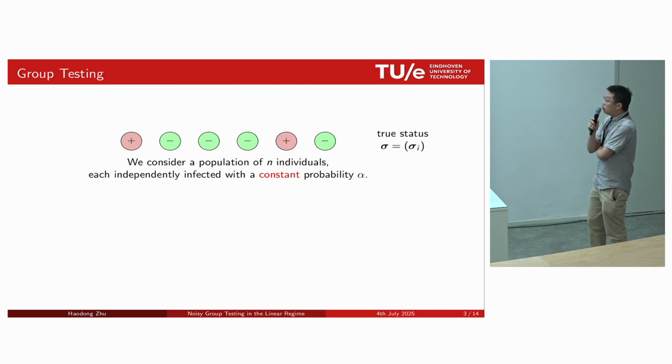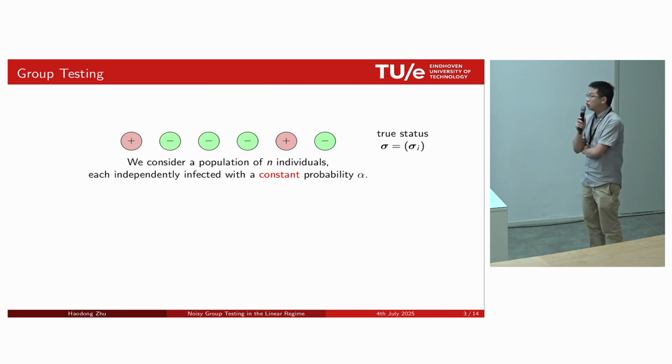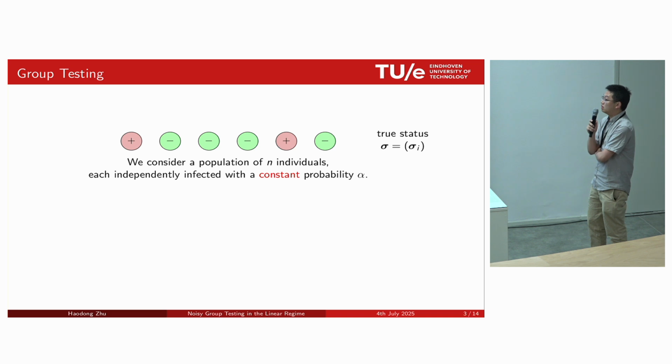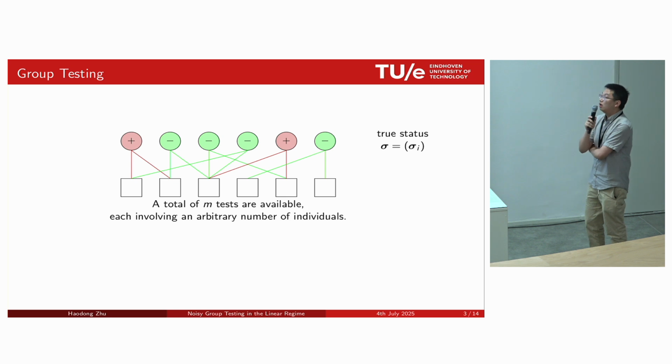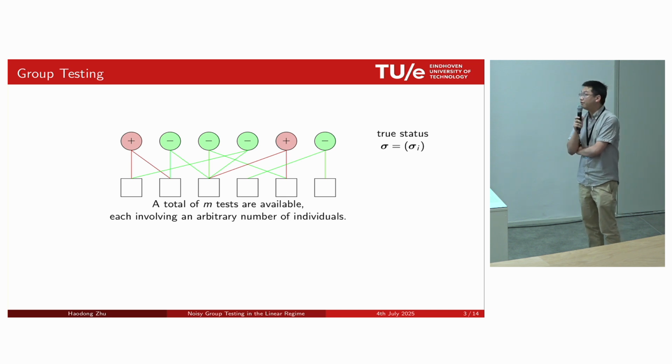In group testing, we consider a population of n individuals, where each individual is infected with probability alpha. This probability is a constant in our setting. In this graph, we illustrate all individuals by circles, and the plus sign means that this individual is infected, and the minus sign means this individual is healthy. In total, we can perform m tests, which are represented by squares in this graph.